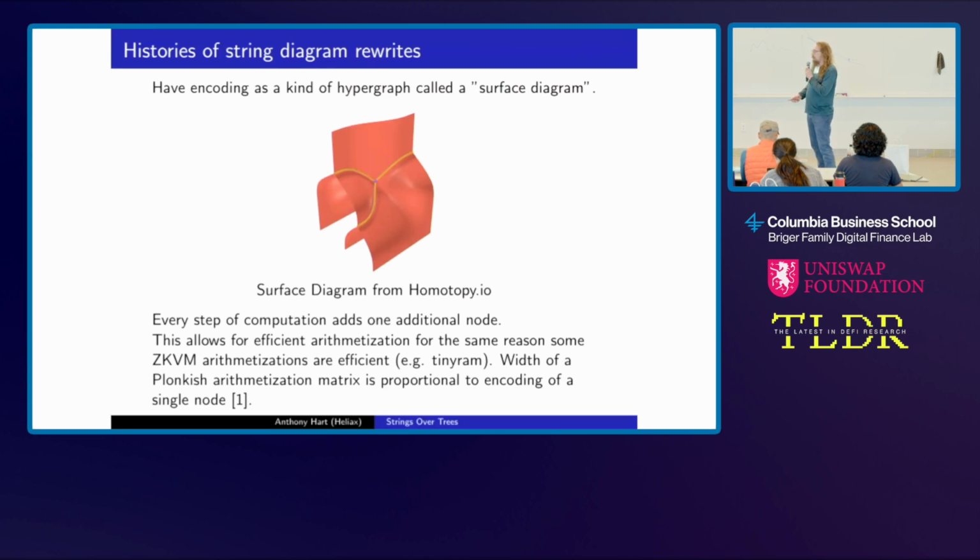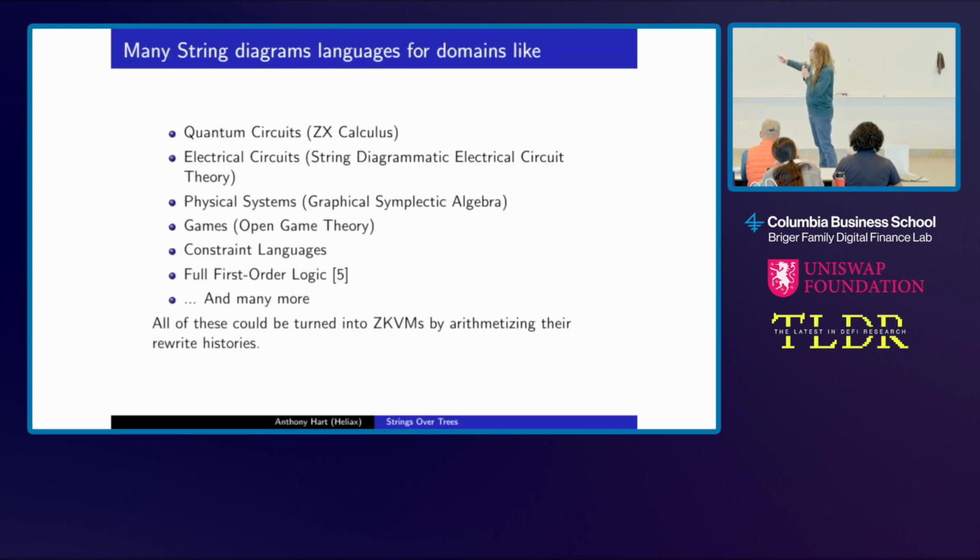Histories of these rewrites become these higher dimensional generalizations called surface diagrams, and they are actually encoded in a way that's very similar to the two-dimensional diagrams. Each step of computation adds an additional node to this hypergraph, and this allows arithmetization of histories to be efficient for the same reason that many ZKVM arithmetizations are efficient. For example, TinyRAM. The width of a Plonkish arithmetization matrix is proportional to the encoding of a single node. That's specifically because of that local rewrite property.